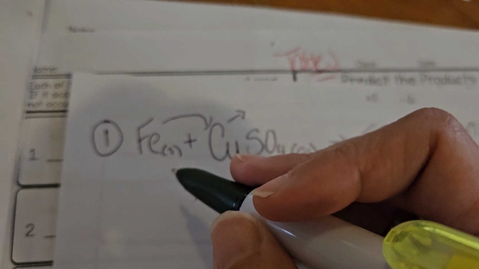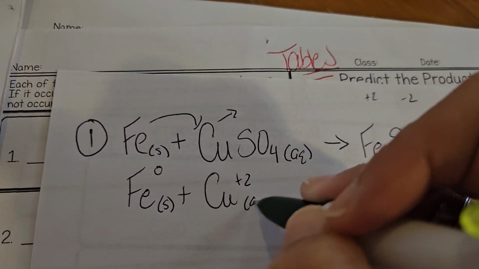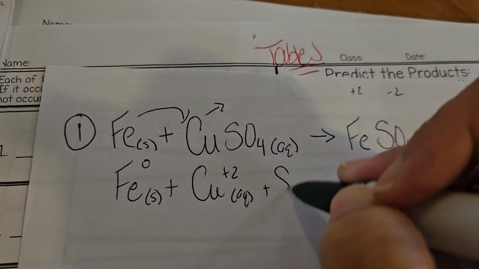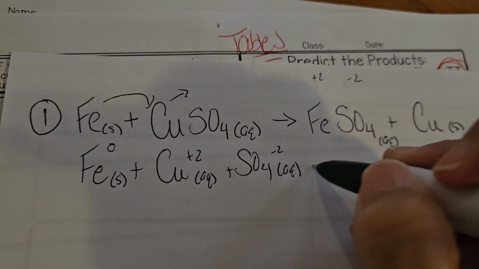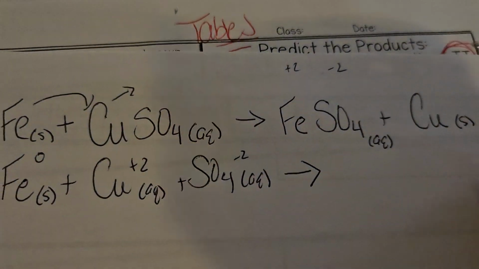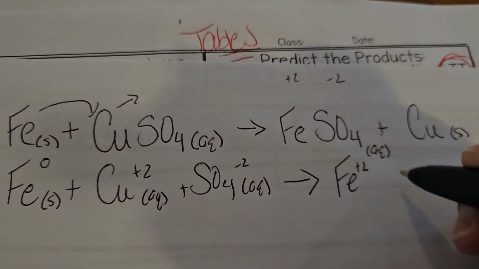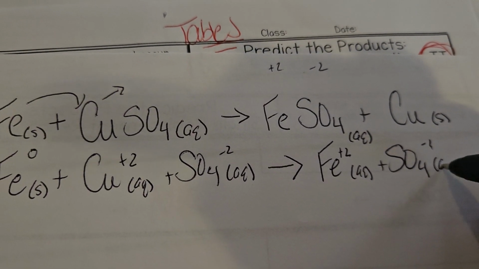So iron as a solid is just a solid piece of iron. It's an atom, so it doesn't have any charge. So that's going to be Fe0 with no charge. Then we have copper with +2, aqueous. Then we have sulfate with a -2, aqueous. Then we yield FeSO4 aqueous. So we have Fe with a +2 and SO4 with a -2.